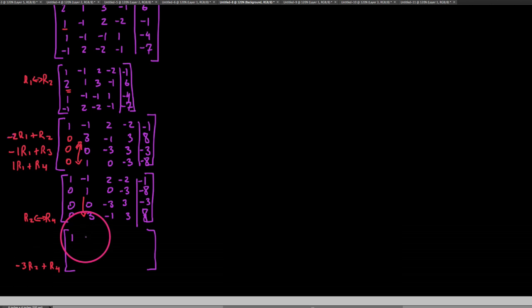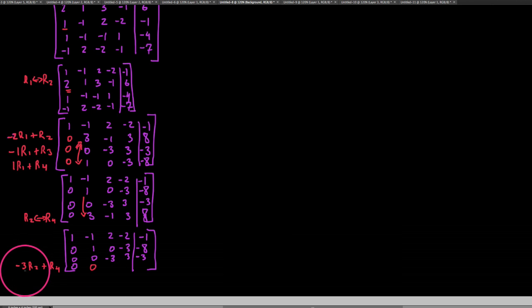So row 1 still the same: 1, -1, 2, -2, -1. Row 2 still the same: 0, 1, 0, -3, -8. Row 3 still the same: 0, 0, -3, +3, -3. And then the last row would now be a 0 and definitely a 0 here.